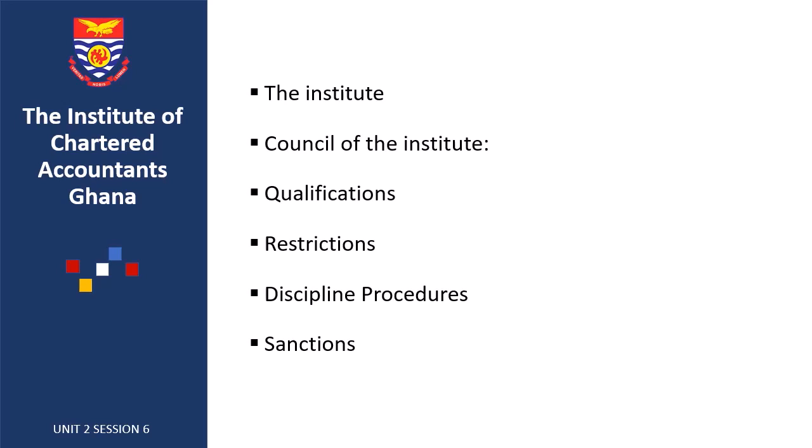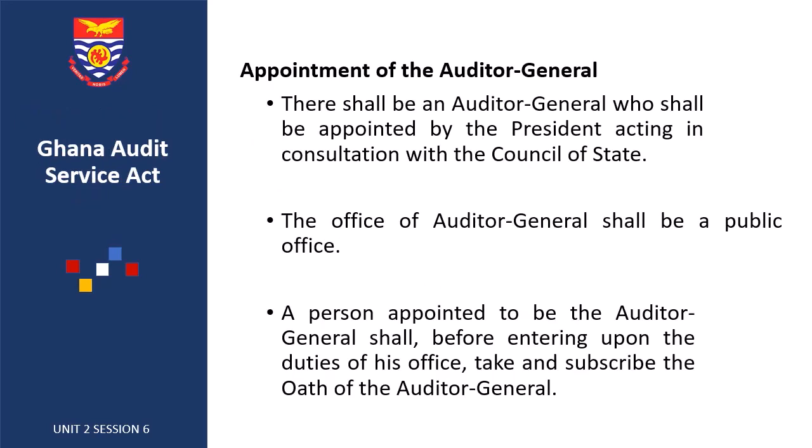It can take you off the register, and every association, depending on what you've done, the level, and the kind of disrepute it brings to the profession, it will be sanctioned. Now let's look at the Ghana Audit Service as one of the institutions that also regulates audit in Ghana. Now, when it comes to the appointment of the Auditor General, the appointment shall be done by the President in consultation with the Council of State.